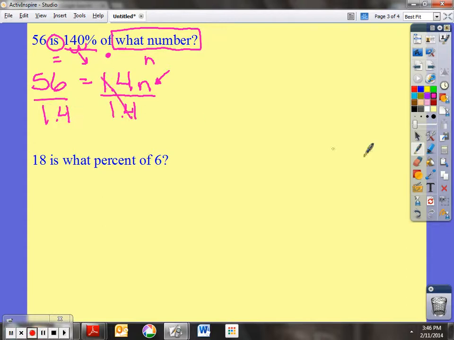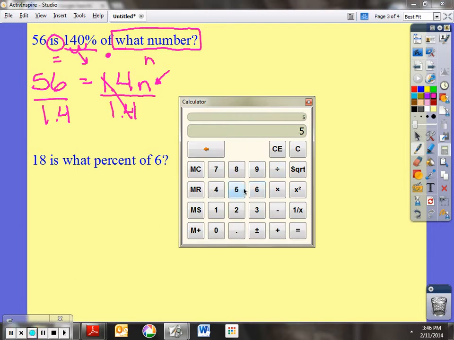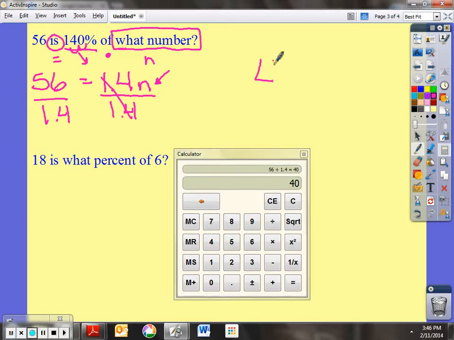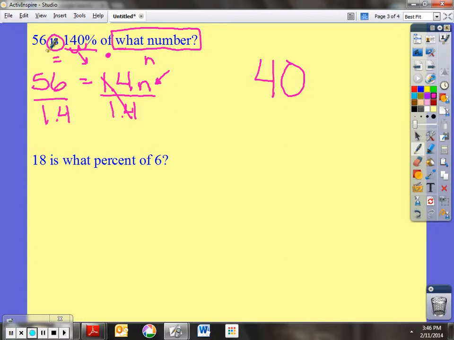That crosses out. I am allowed to use a calculator. I can take 56 divided by 1 4/10 and get 40. So my answer would be 40. So 56 is 140% of what number? It's 140% of 40. That means, again, I see this 140%, so this number is more than what I started with. If I take a look at the next one, I have 18 is, what does "is" mean?